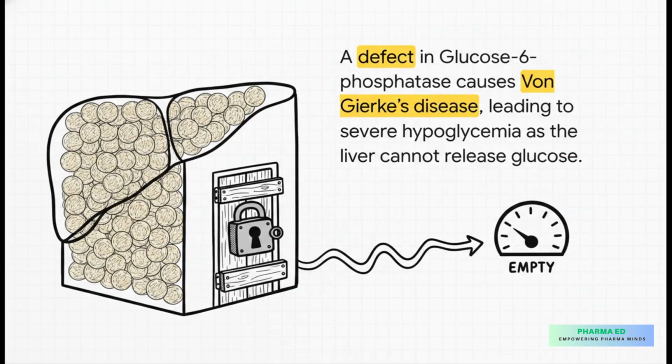So this enzyme, glucose 6-phosphatase, it's the final, crucial step of gluconeogenesis. Think of it as the exit door for glucose from the liver. Now, if this enzyme is missing, the liver can make all the glucose it wants, but it can't open the door to release it into the blood. And what happens then? Severe hypoglycemia, especially between meals. This is a classic example of something called a glycogen storage disease.